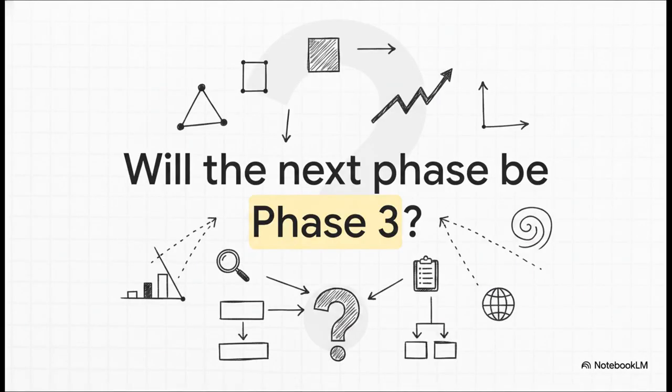Since we are purely observing the fixed data and absolutely not predicting any future movement, we're left with just one exact question derived directly from the system. Will the next phase be Phase 3?